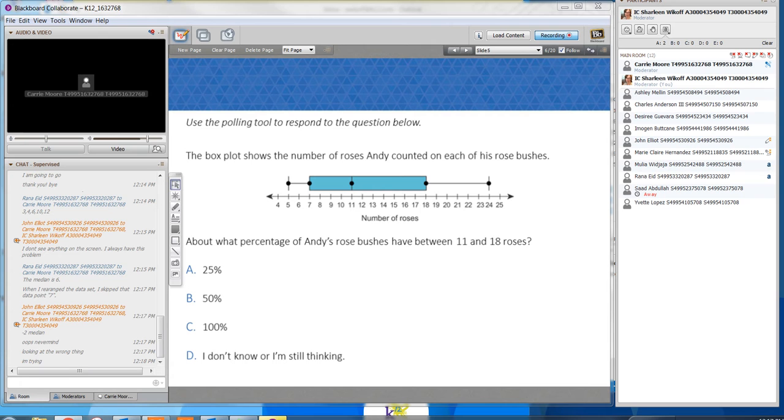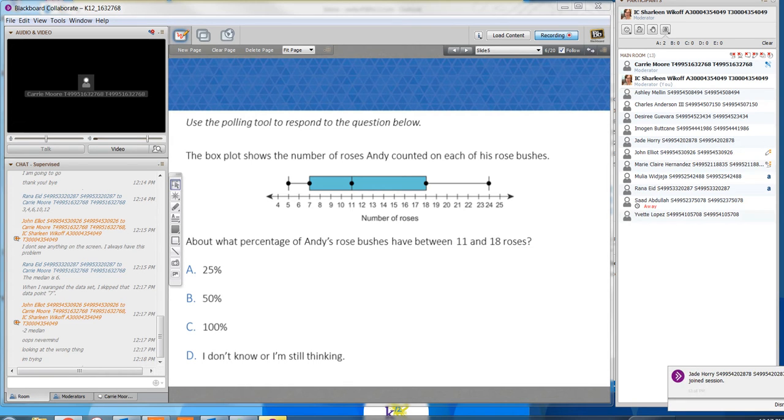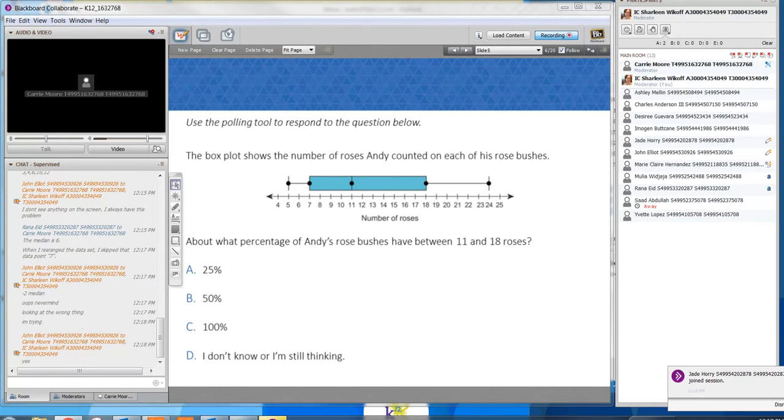Anyway, so the box plot shows the number of roses Andy counted on each of his rose bushes. So take a look at that box plot. Jack, were you able to figure out what slide we're on? Should be the next question. Talks about Andy's roses. Okay, good.